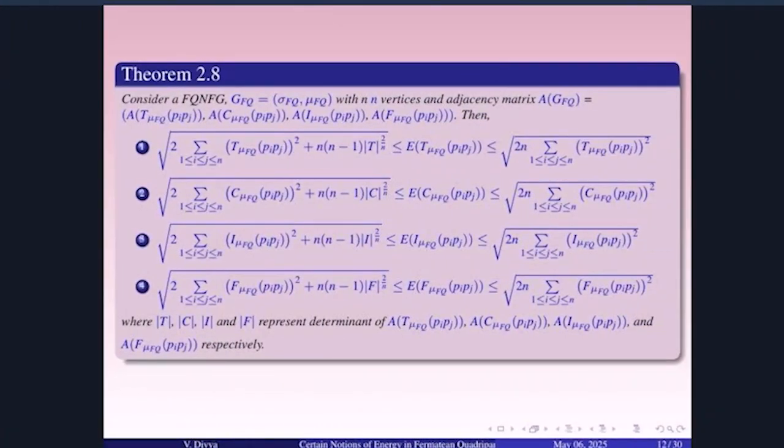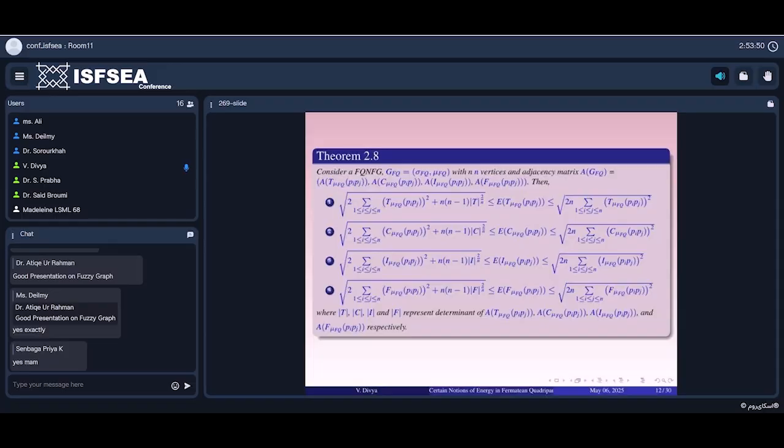And next one is a theorem. Consider a Fermatean quadripartition neutrosophic fuzzy graph with n vertices and adjacency matrices. Then I have this. This theorem is about finding the upper bound and lower bound for the graph. So in the previous example, we found the energy, and in this theorem, we will find the values of the upper bound and lower bound for the energy.